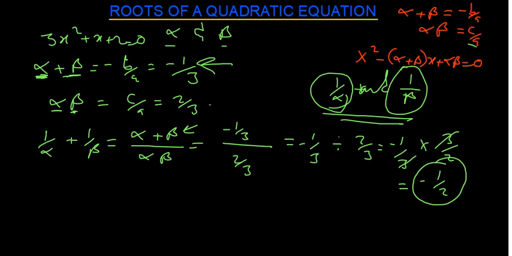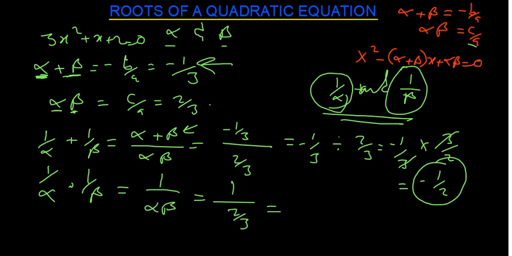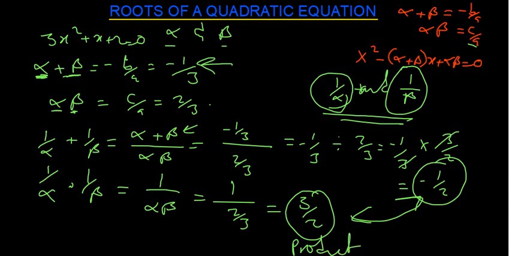Let's go to the product. Now the roots we are talking about are 1 over alpha, we multiply it by 1 over beta. So that will give us 1 over alpha beta. We found 2 over 3. So this is going to give us 3 over 2. So these are the two values for the product and the sum. So this is the product, and that's the sum. Now we can determine the equation.